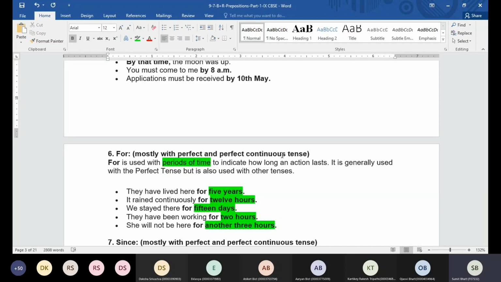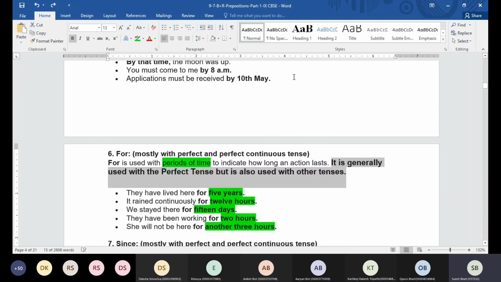So for is used for period of time to indicate how long an action lasts. It is generally used with the perfect tense, but it is also used with other tenses. So remember, generally it is used with perfect tense, but it can be used with other tenses also. We can use it in simple past and other tenses like present continuous, past continuous. There also we use the word for when you want to denote duration of time.